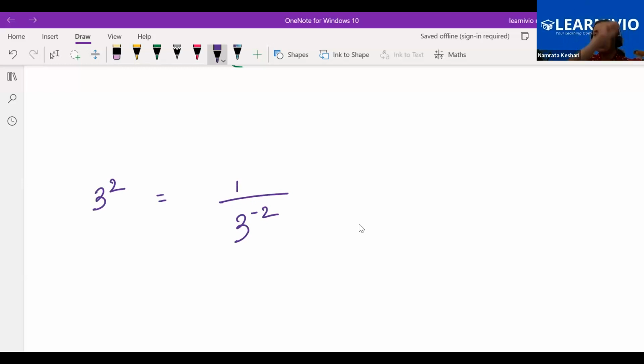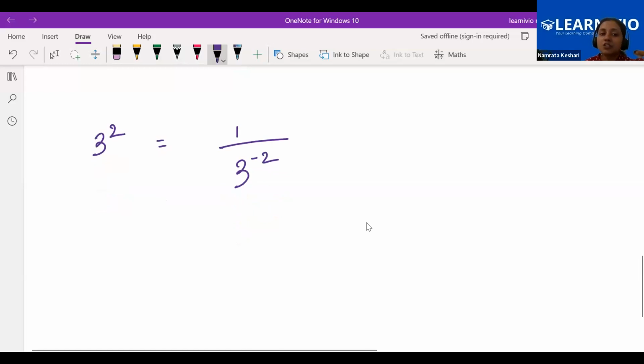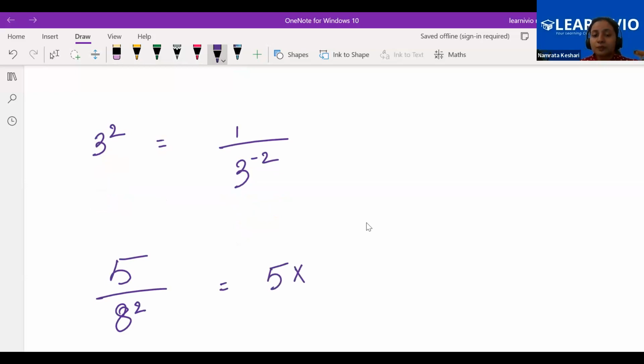When you write a number from numerator to denominator, or from denominator to numerator, the power will reverse its sign. Nothing will change. Suppose you are having 5 by 8 square. If you are trying to write this 8 square in the numerator for any calculation, it will be 5 into 8 to the power minus 2. And by nothing, I mean 1. When nothing, then 1. Don't take it as a 0.